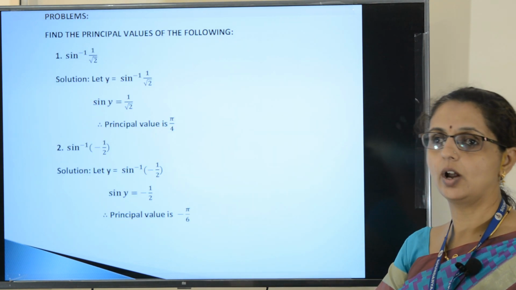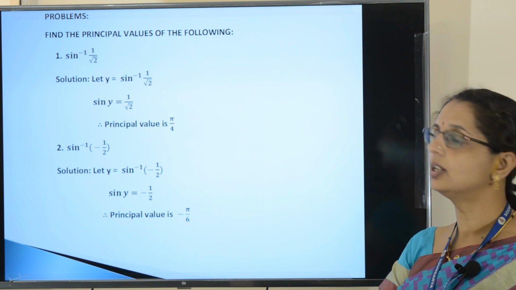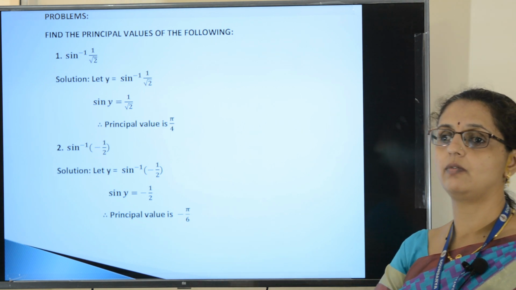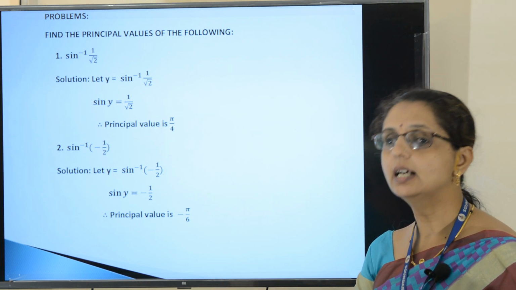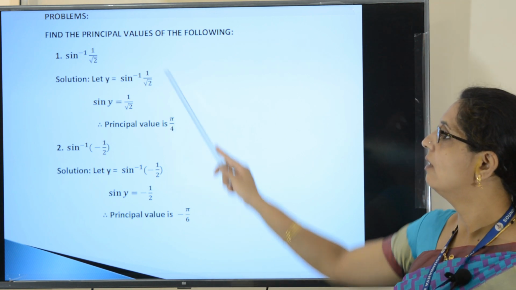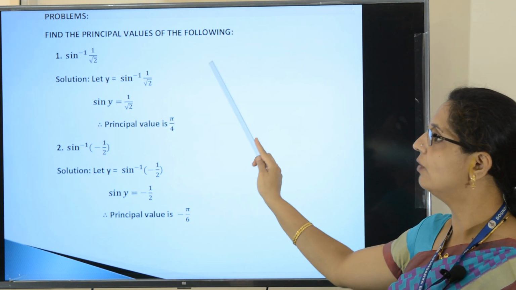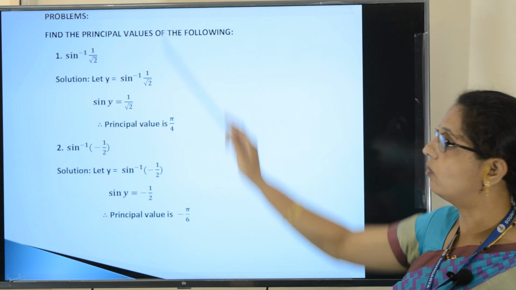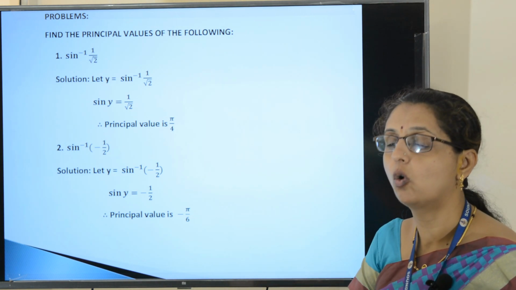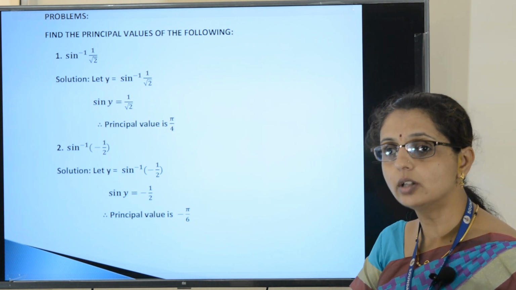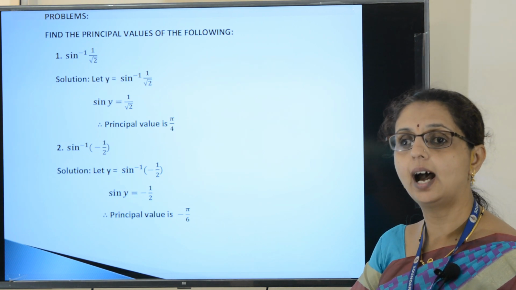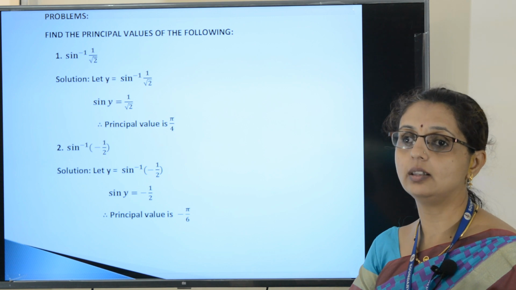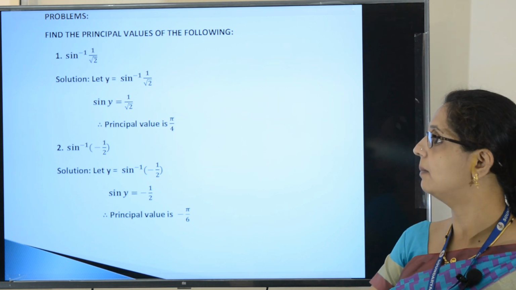I have taken 1 mark questions, good questions on this. We can even move to 2 marks as well as 3 marks. What is the question? Find the principal values of the following. Observe the word. We are not just finding any value, but what? Principal value only. Principal value means what? The obtained value must lie in the given range, the range that I have shown in the table.